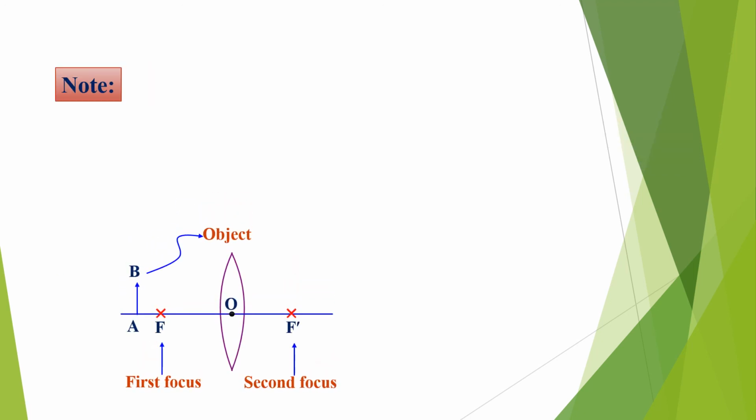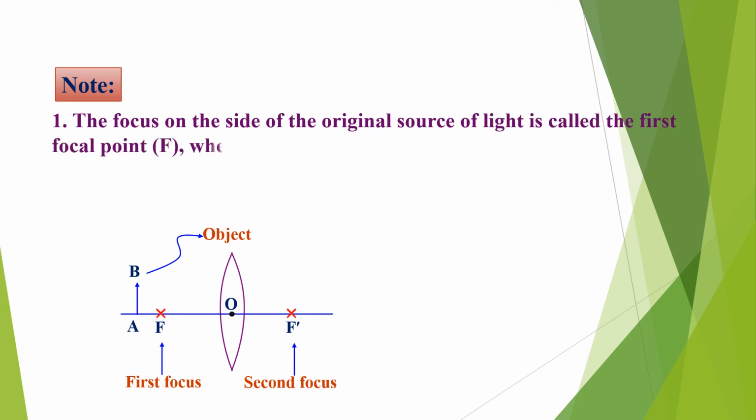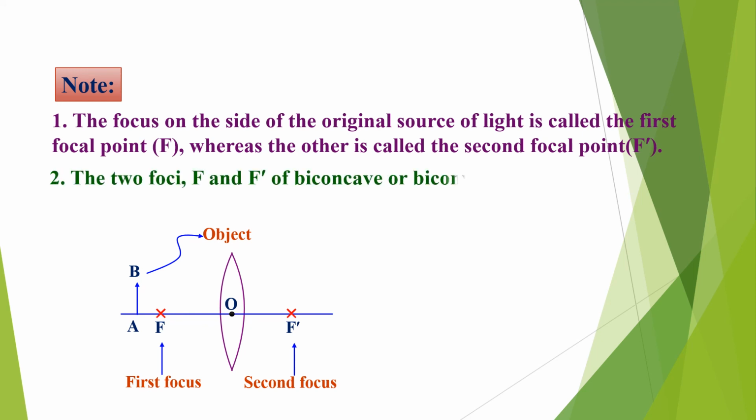Note, in this case, the convex lens, the object AB is kept on the principal axis, where two foci are there for any lens. O is the optic center. First one, the focus on the side of the original surface of light, is called the first focus point F, whereas the other is called the second focus point F dash. Second point, the two foci F and F dash of a biconcave or a biconvex lens are equidistant from the optical center.